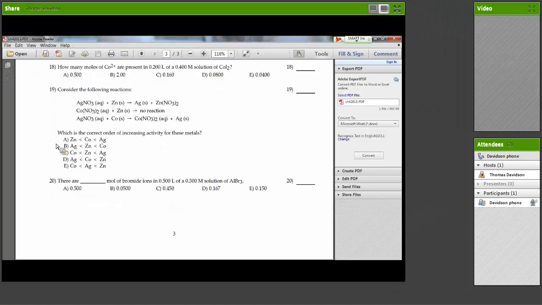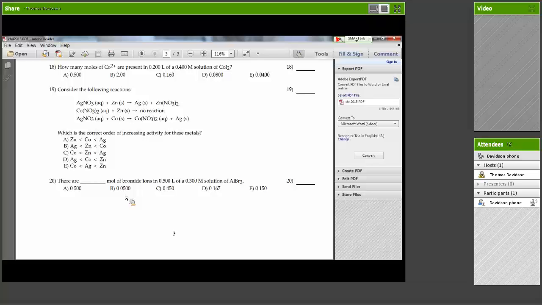Number 19 is the hardest question on the entire test. Which is the correct order of increasing activity for these metals? Now, it's hard because it may or may not follow the activity series. So you have to use the data to figure out who can beat up who. Then this one's super easy.